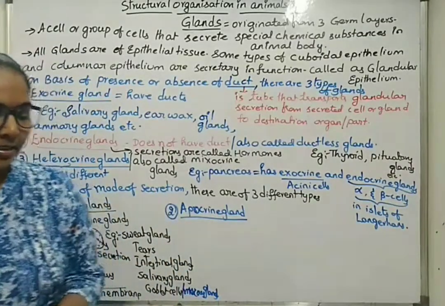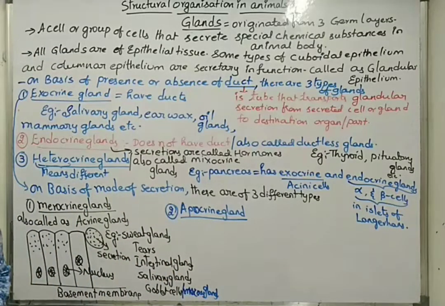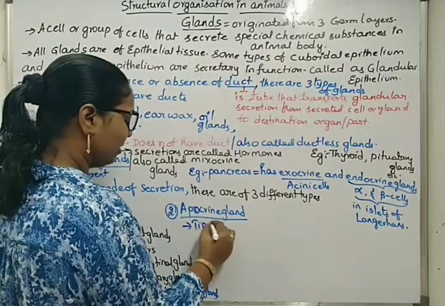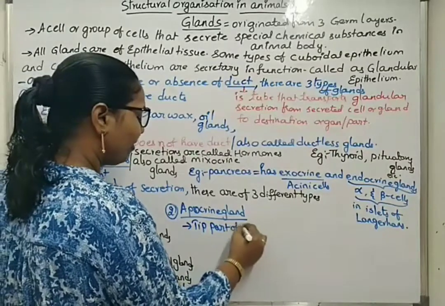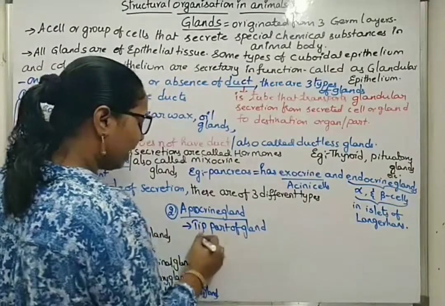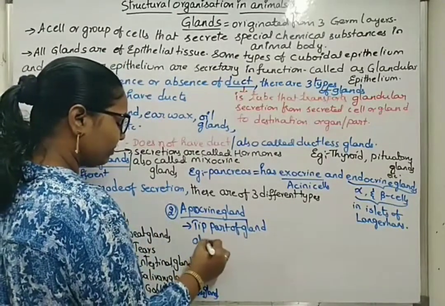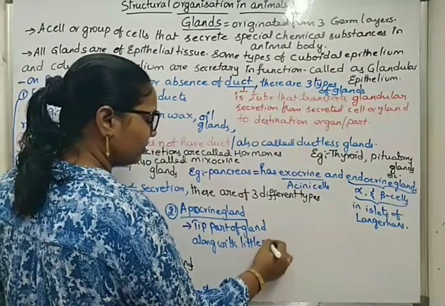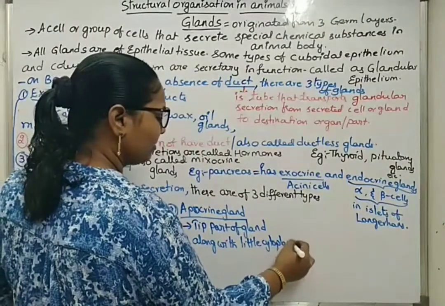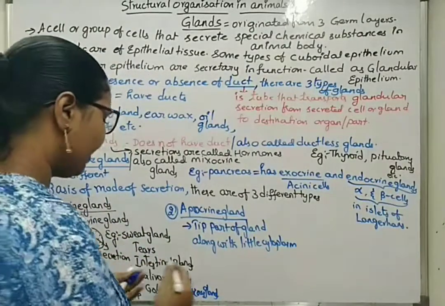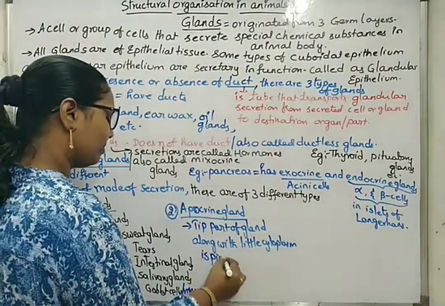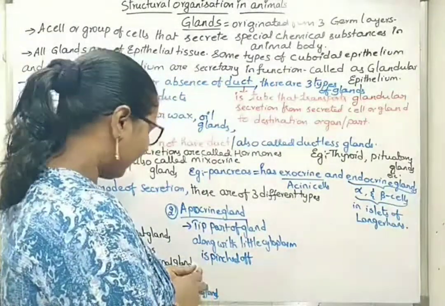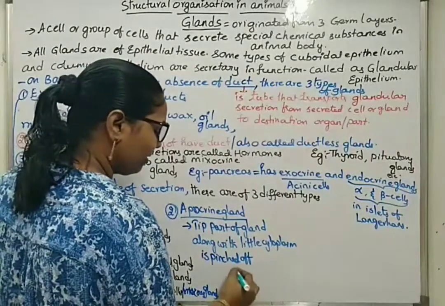Under apocrine gland, the tip part of the gland, along with a little cytoplasm, is pinched off. You will see the diagrammatic representation.